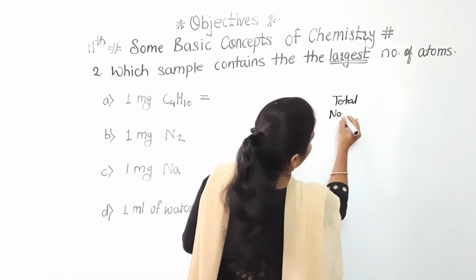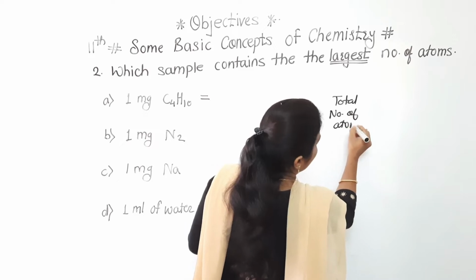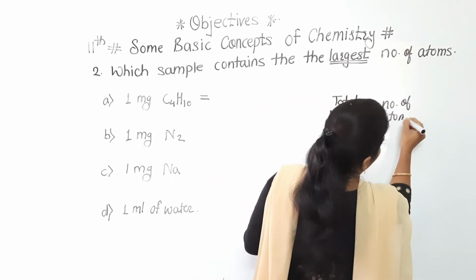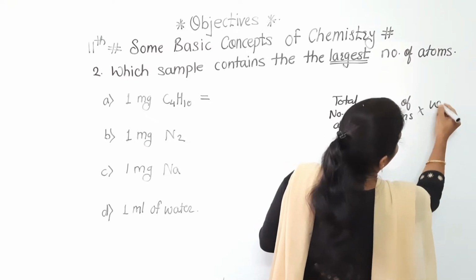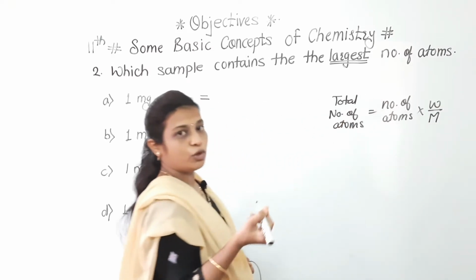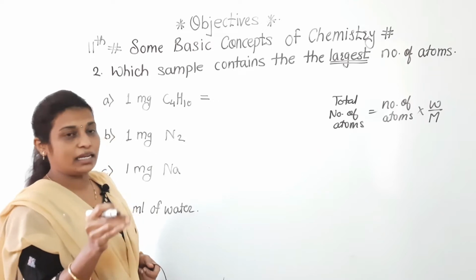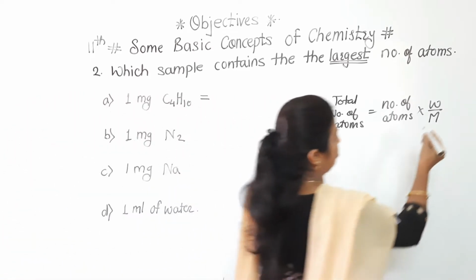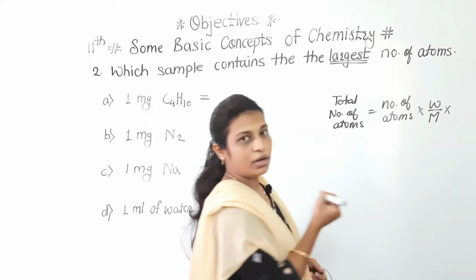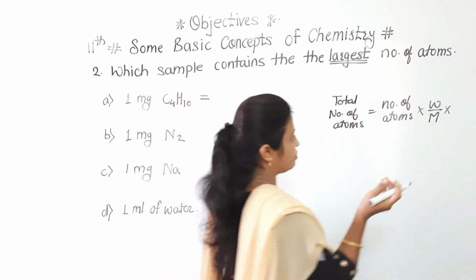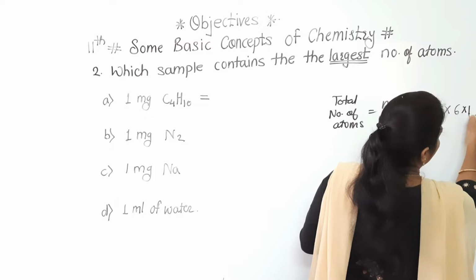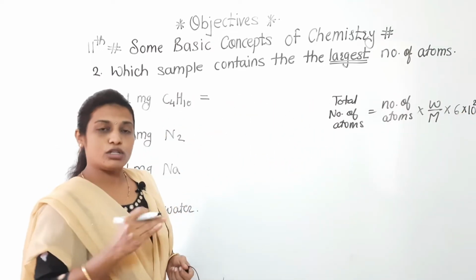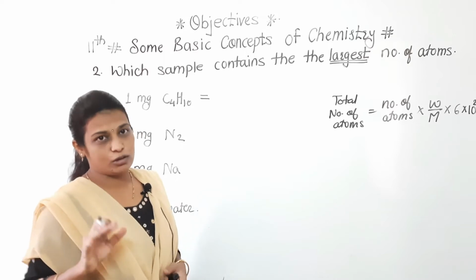Total number of atoms is equal to number of atoms into W by M. Why am I taking W by M? Last time I had taken n, but here they have given mass. That's why I have taken W by M into Avogadro's number. Here for short form purpose I will take 6 into 10 raised to 23. Clear? Sometimes we can take that value also, as well as we can write NA also, okay.